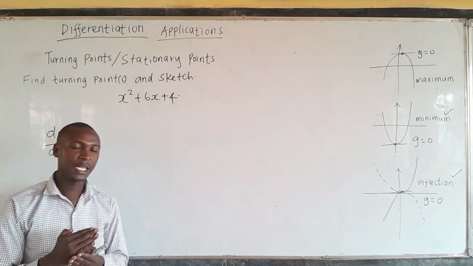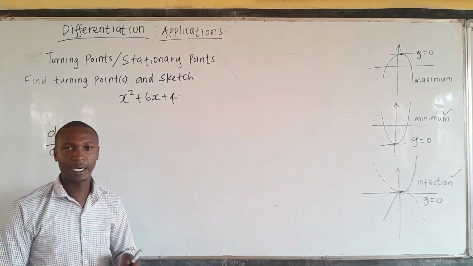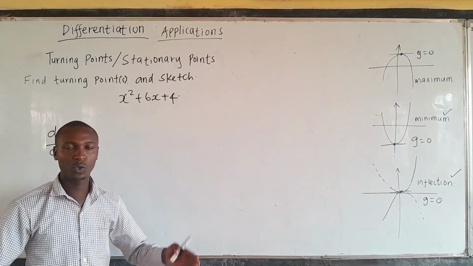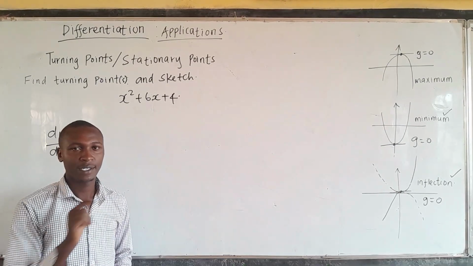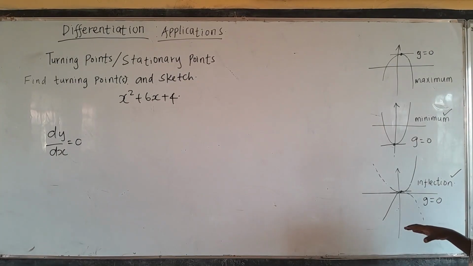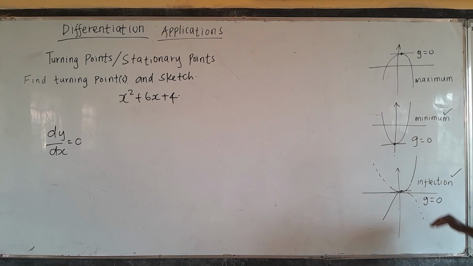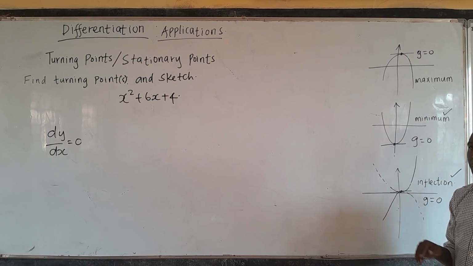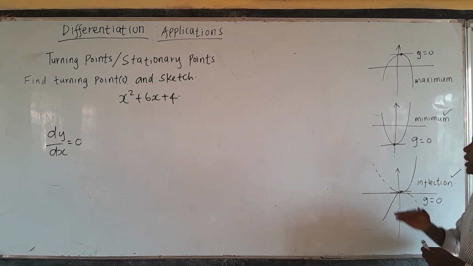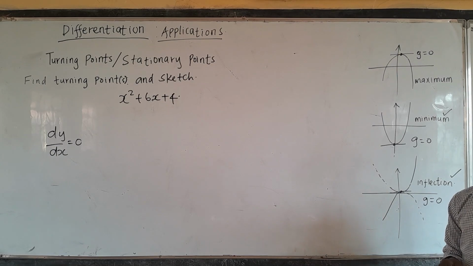But we did not really find the nature of the curves, whether they open upwards or they open downwards or they are inflections. Now, if you look at these curves or illustrations right here, we notice that we have a maximum, we have a minimum, or an inflection point. So in this example here, we are going to learn how we can determine whether it is an inflection, a minimum, or a maximum point.